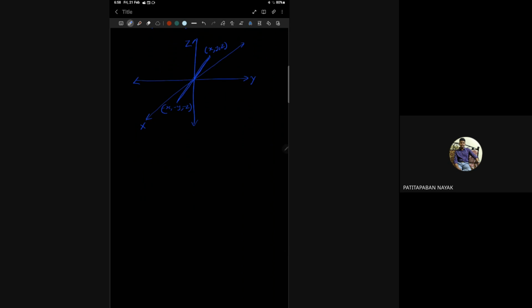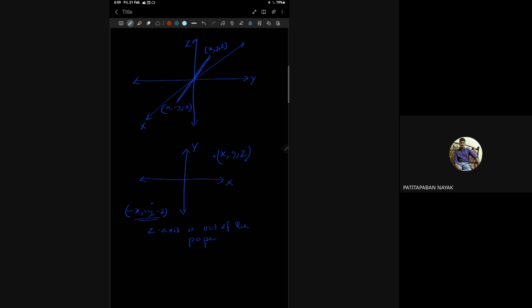Another diagram I can draw: let's say this is my x-axis, this is my y-axis, and the z-axis is out of the paper, facing upward. Any point I take over here will be x, y, and z. That will move over to where x goes to minus x and y goes to minus y, somewhere here but in the down plane. So that will be minus x, minus y, and minus z.